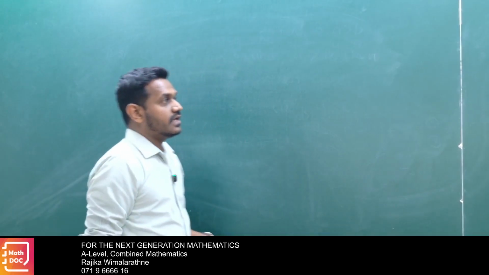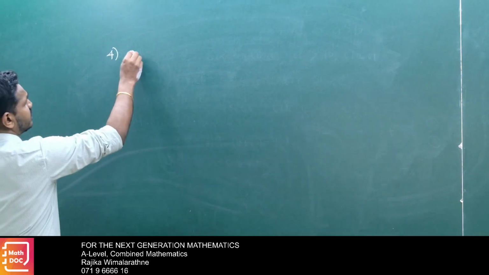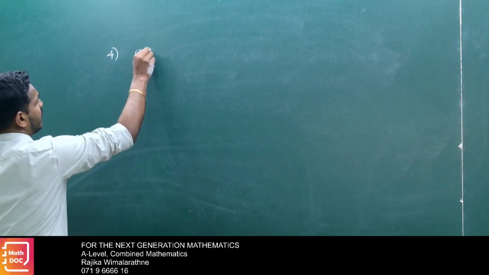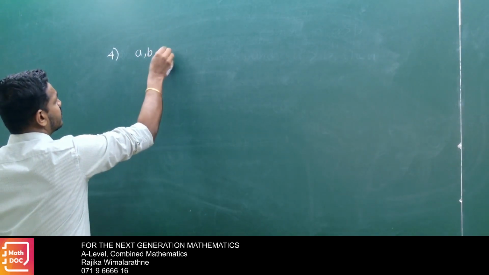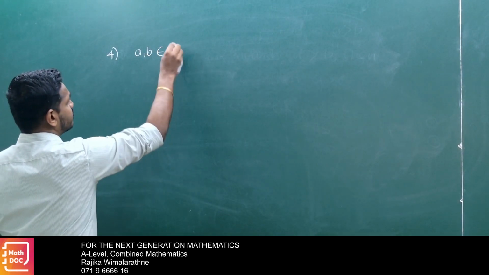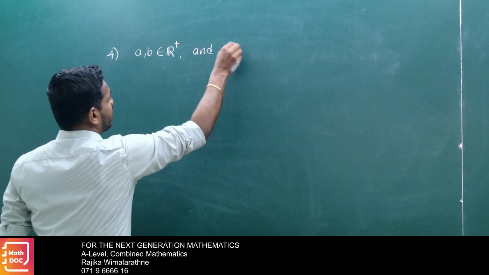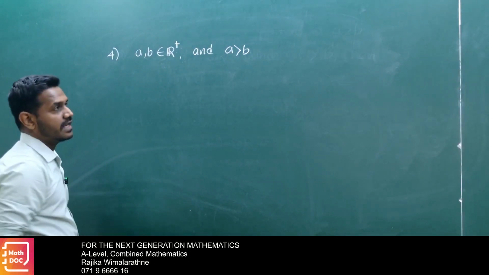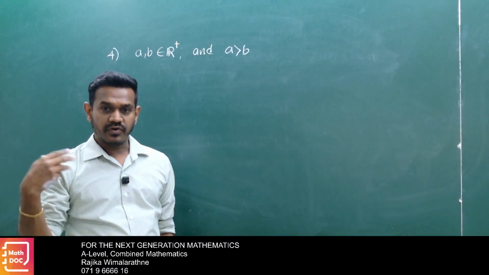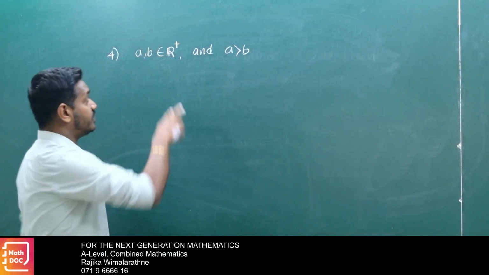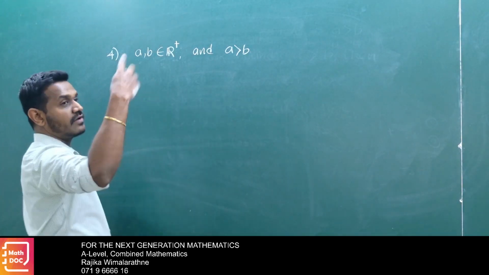Okay. Now let's move a little further. Fourth one. Consider A, B real values, positive real values. This is very important, positive real values, and A greater than B. So we have an inequality here. We know both sides are positive. A, B positive real values. Both sides real, positive. Then we can take a power of this.